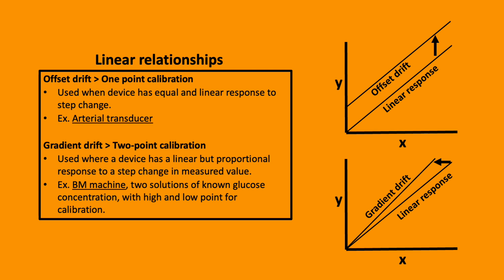The first graph highlights offset drift, where there is a fixed deviation from the true value throughout the whole measured range. And as a result, only 1 point calibration is required. An example would be an arterial transducer.